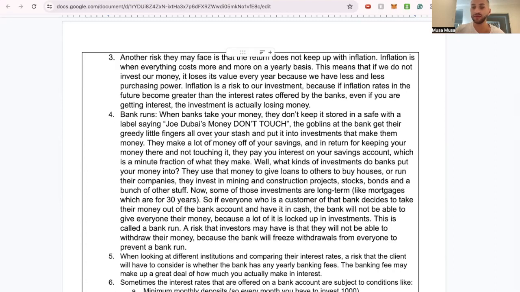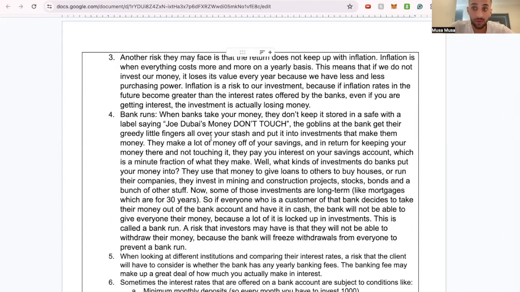So, what kind of investments do banks put your money into? Well, they use that money to give loans to others to buy houses, or to give loans to companies so that they can run their businesses. But they also invest in things that are long term. So if they're giving money for a mortgage, that's 30 years. Or if they're investing in property, maybe they could build it, maybe there's a lot of construction going on, and it's going to take time for them to be able to get that money out of that investment.